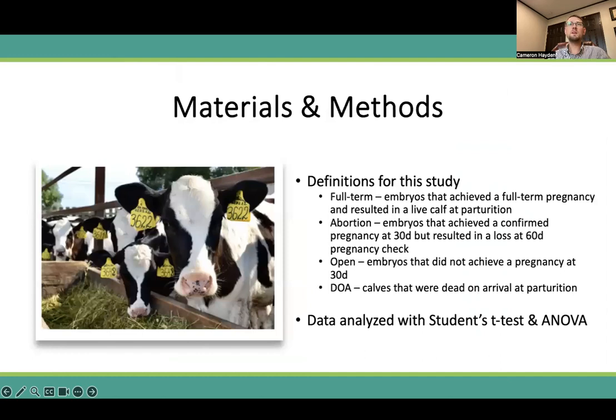For the study, we have defined full term as embryos that achieved a full term pregnancy and resulted in a live calf at parturition. Abortion as embryos that achieved a confirmed pregnancy at 30 days but resulted in a loss at 60 days pregnancy check. Open as embryos that did not achieve a pregnancy at the 30-day pregnancy check, and DOA as calves that were deemed dead on arrival at parturition.